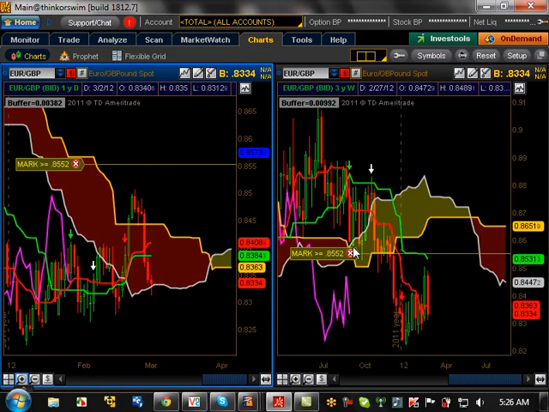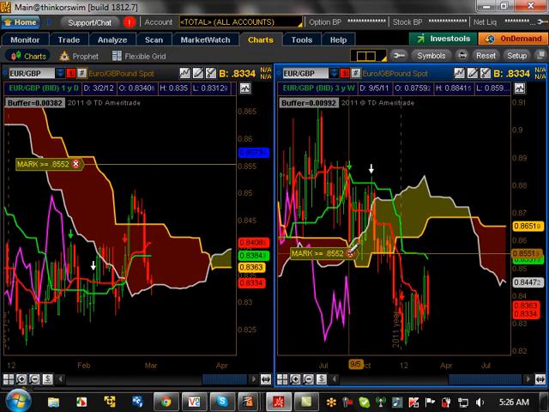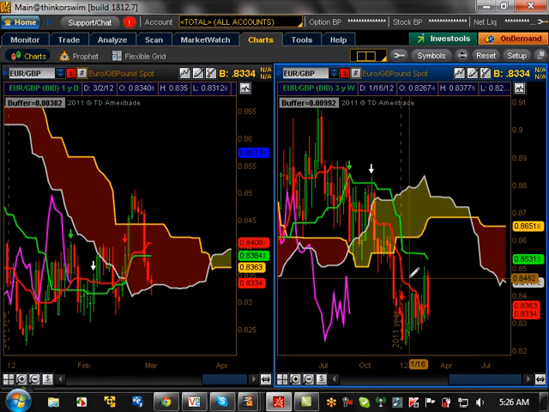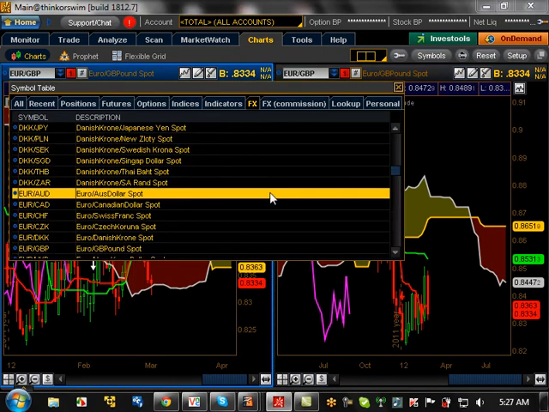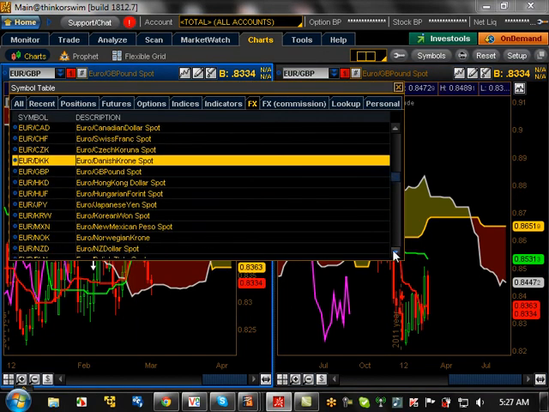Euro pound. Euro pound here is basically bearish trending right now. It's kind of doing a little pullback right now. Major resistance level is going to be 85.50. On the daily, it basically looks like nothing at all. So nothing's going on there.